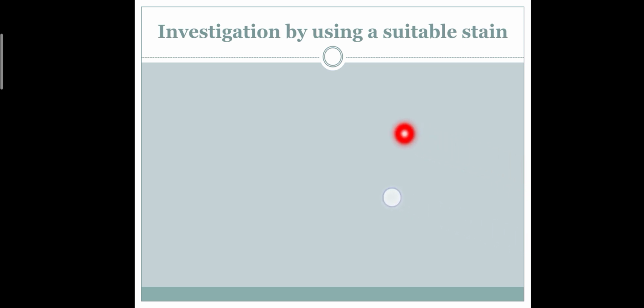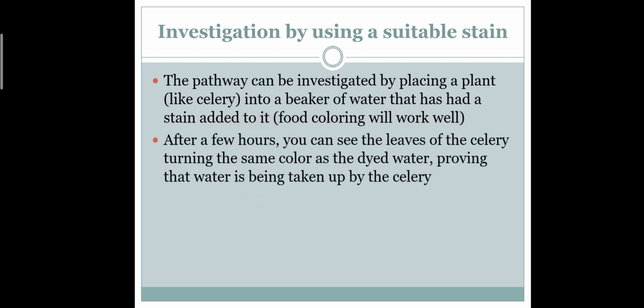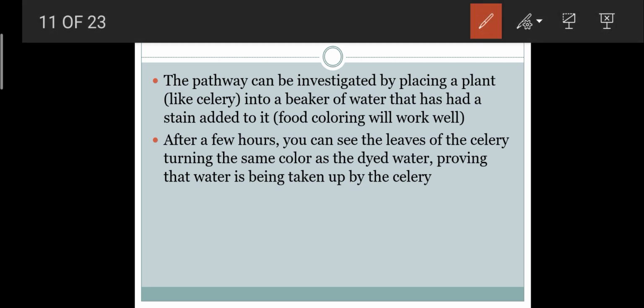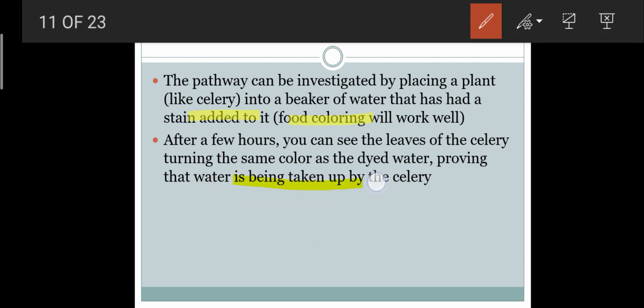Now we will talk about the investigation by using a suitable stain. The pathway can be investigated by placing a plant into a beaker of water that has had a stain added to it. The stain may be a food color. After a few hours, you can see the leaves of the plant turning the same color as the dyed water, proving that the water is being taken up by the plant.